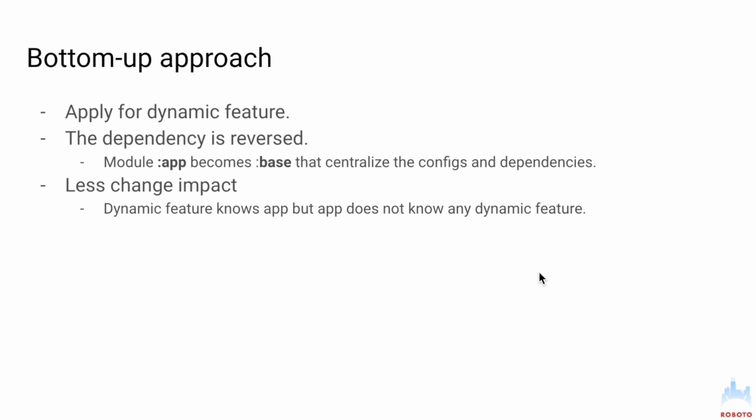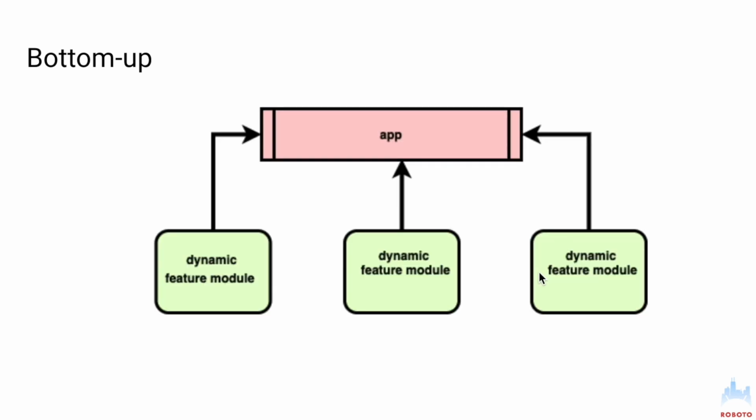At the same time, in terms of change, it will cause less impact compared to the top-down. Because the dynamic features are now built on top of the app, and they know the app very well, but the app doesn't know about dynamic features. So let's take a look at the diagram here. In other words, dynamic features now depend on the app module, and at the same time, you can fully control which features you want to deliver to users by enabling on-demand delivery.